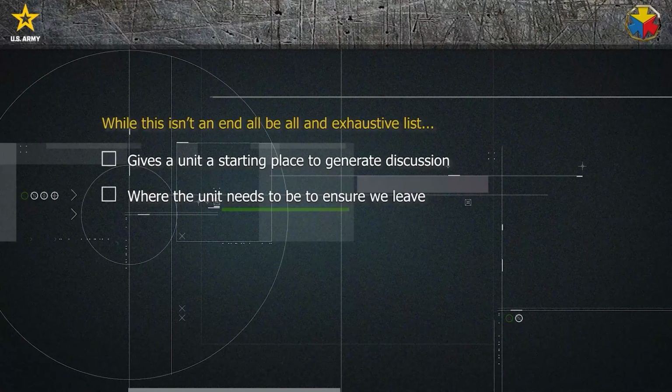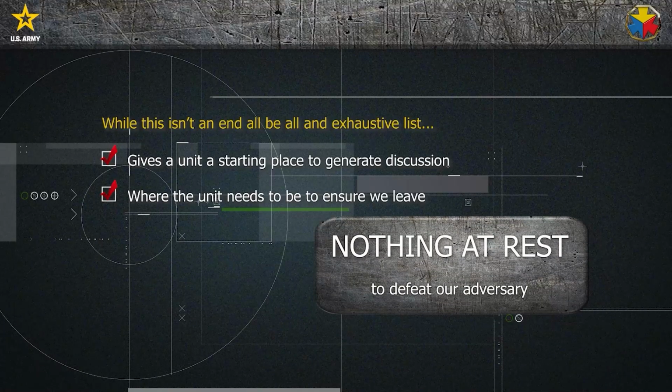While this isn't an end-all be-all and an exhaustive list, this gives a unit a starting place to generate discussion and where the unit needs to be ensured we leave nothing at rest to defeat our adversary.